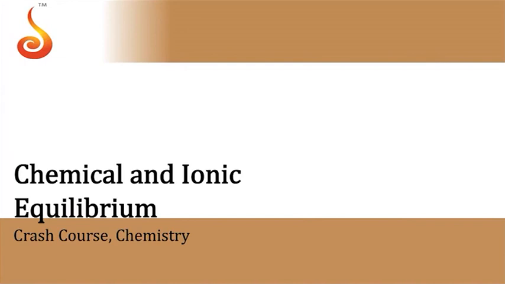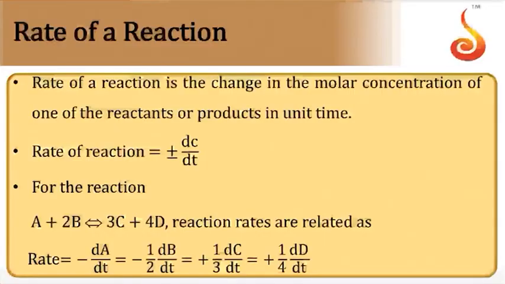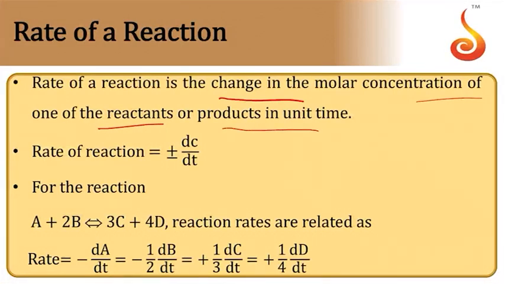Today we are going to discuss one of the most important topics in first year chemistry, that is chemical and ionic equilibrium. Let us start with the definition, meaning of rate of reaction. Rate of reaction is change in the molar concentration of one of the reactants or products per unit time. So change in the concentration of one of the products or reactants per unit time is called rate of reaction.